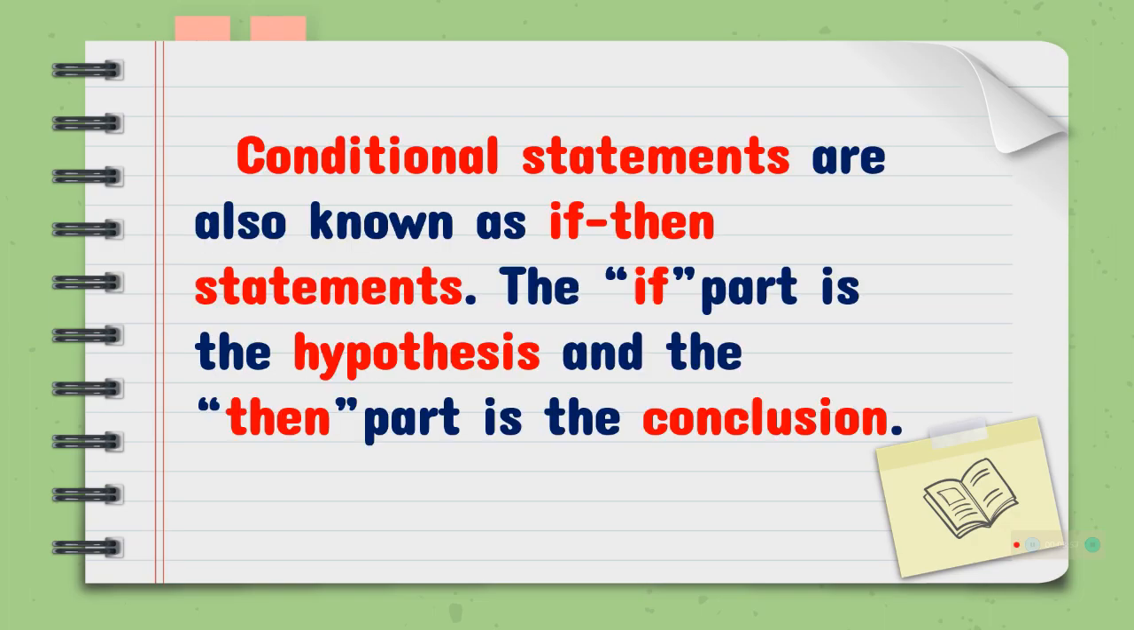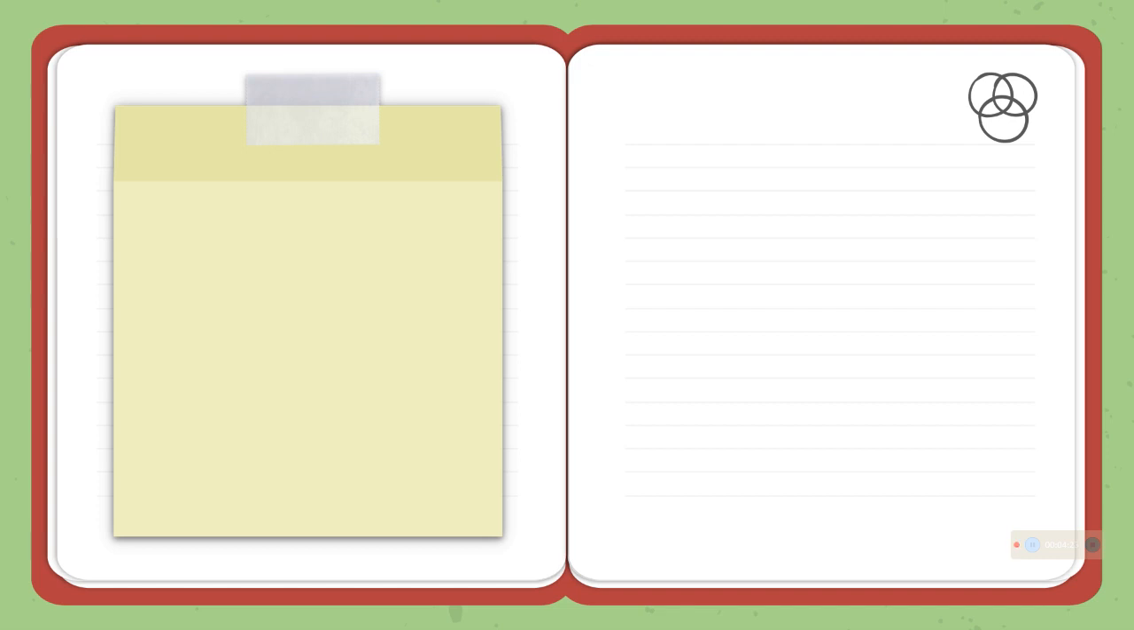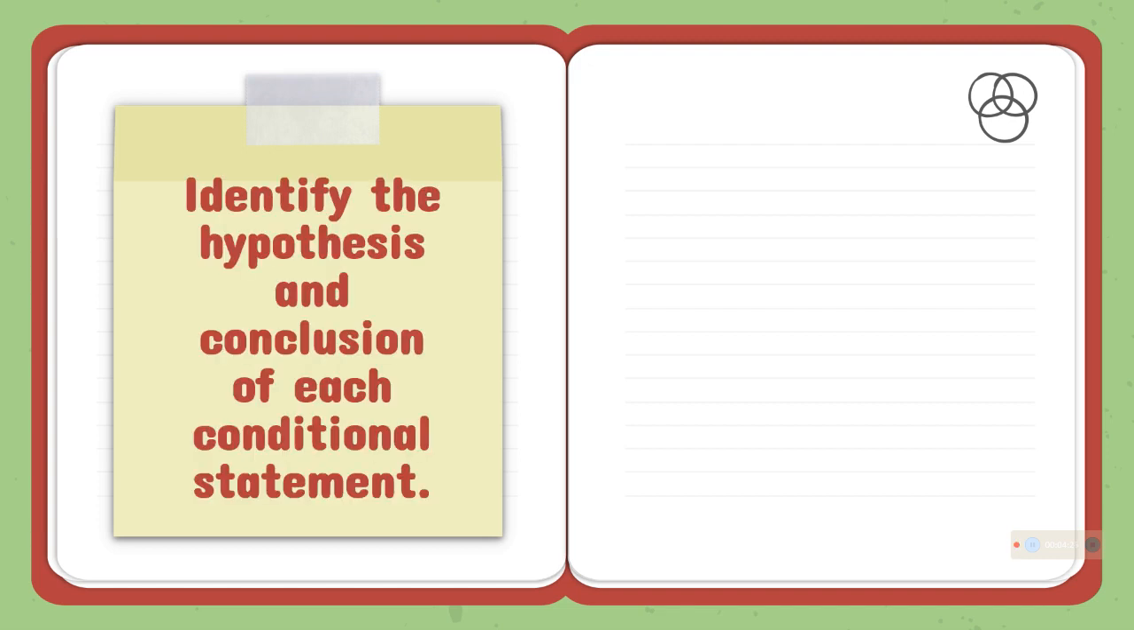When we say conditional statements, they are also known as if-then statements. The if part is the hypothesis and the then part is the conclusion. So again, conditional statements have 2 parts. The if part is the hypothesis and the then part is the conclusion. So let us have this.